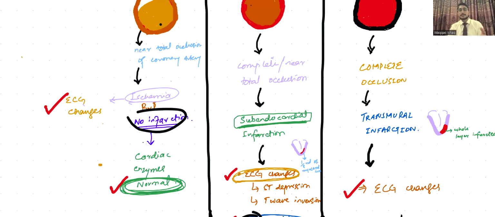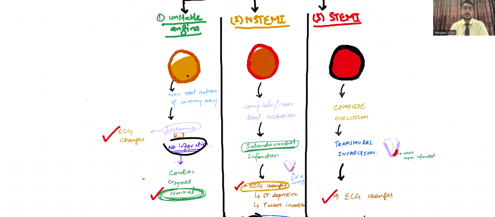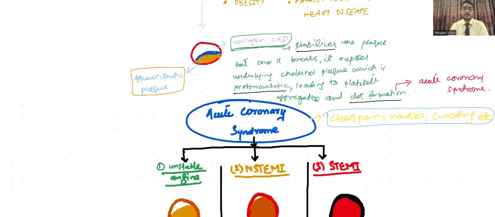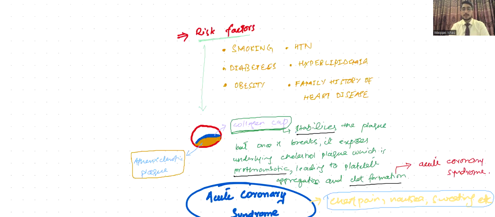So these are different kinds of acute coronary syndrome based on the severity of occlusion. And occlusion happens all of a sudden when the collagen cap ruptures and the underlying atherosclerotic plaque, the cholesterol, becomes exposed to blood, which is prothrombotic, and that leads to a clot that causes sudden onset of these symptoms. And we have this atherosclerotic plaque because of these risk factors: smoking, hypertension, diabetes, hyperlipidemia, obesity, family history of heart disease.